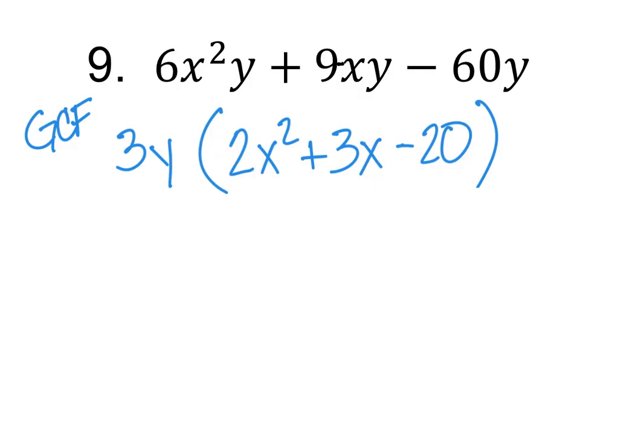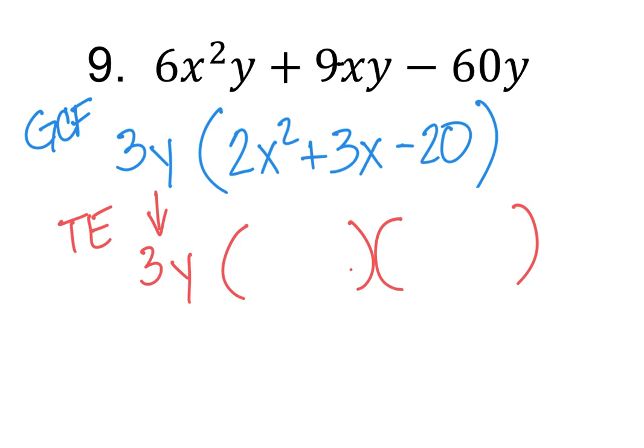So what factoring method do we do next? We do 3 terms, means trial and error. So let's bring down our 3y. Trial and error means 2 parentheses. We have 2x, which means we will have 2x and x. We have this minus, which means we'll have a plus and a minus. Here, let's do this, a minus and a plus.